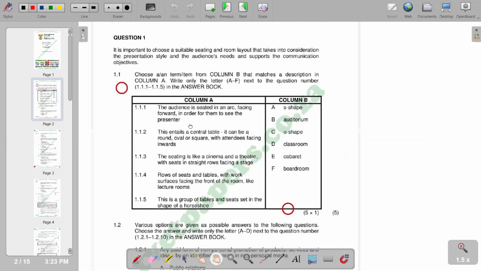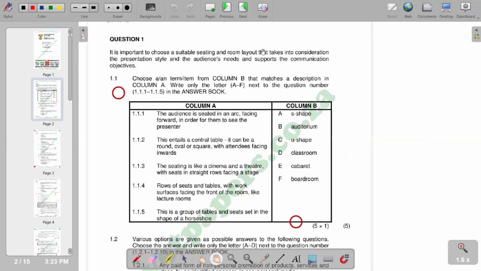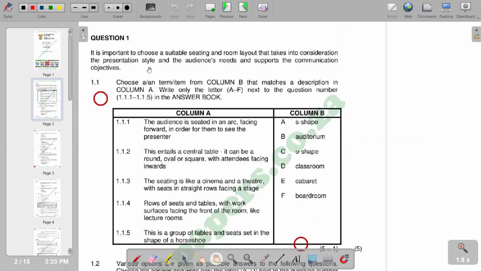So in terms of our question one, it reads, it is important to choose a suitable sitting and room layout that takes into consideration the presentation style and the audience needs and supports the communication objectives. So we are given a 1.1 whereby we have to match the terms that we have in column B with explanations that we have in column A. So it reads, choose a term from column B that matches the description in column A.